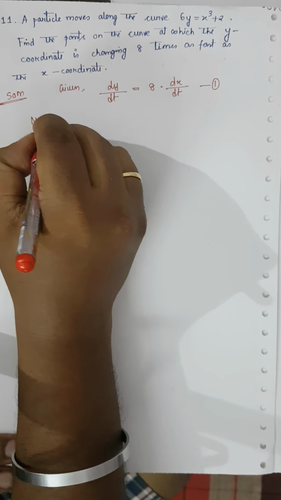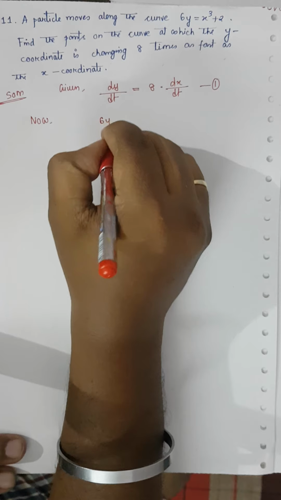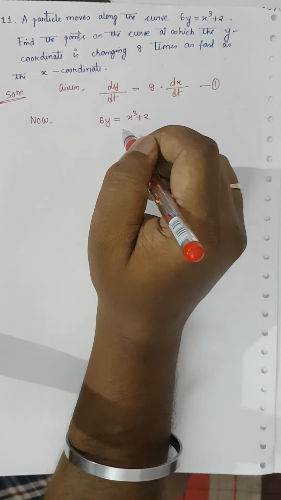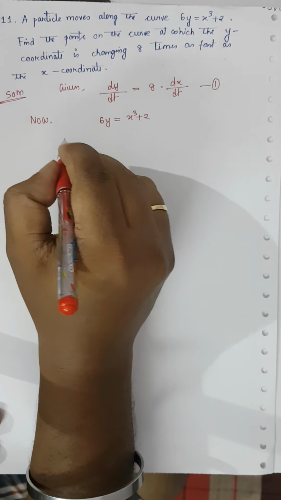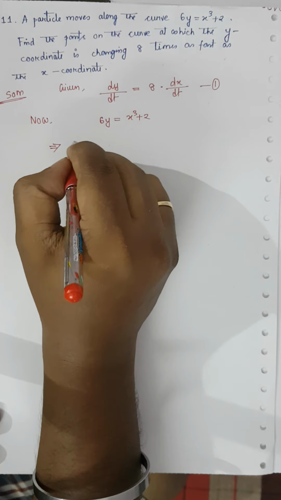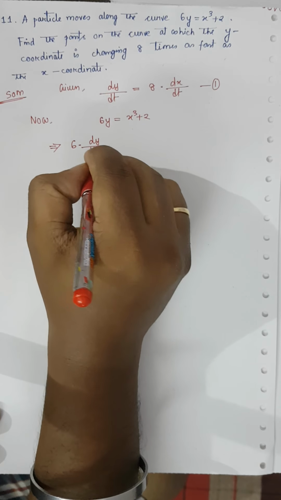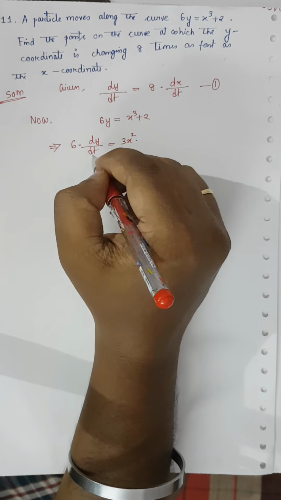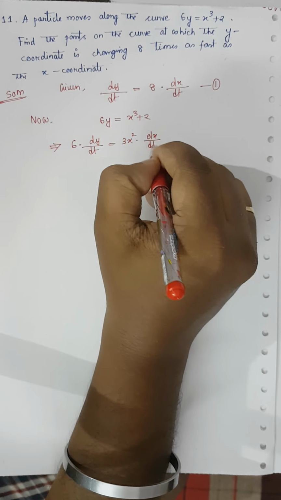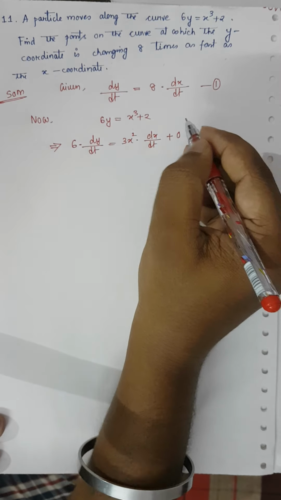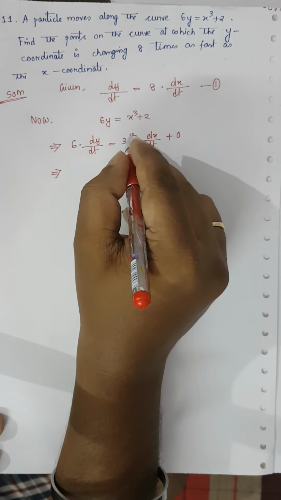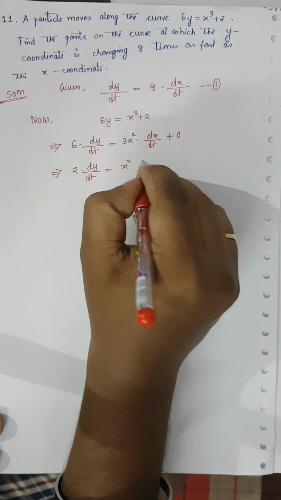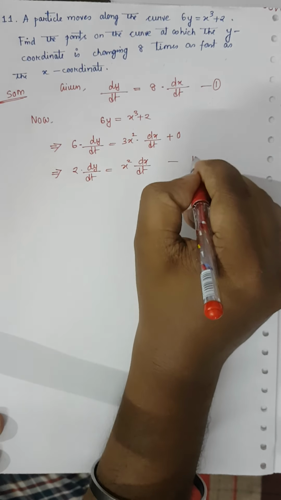Now you are given the function is 6y is equal to x cube plus 2. The curve is 6y is equal to x cube plus 2. So if I differentiate with respect to t, I will get 6 into dy/dt. For x cube it is 3x square, now we are differentiating with respect to t, so it is dx/dt, and for 2 it is 0. So after calculation I will get 2 dy/dt is equal to x square dx/dt. This is number 2.